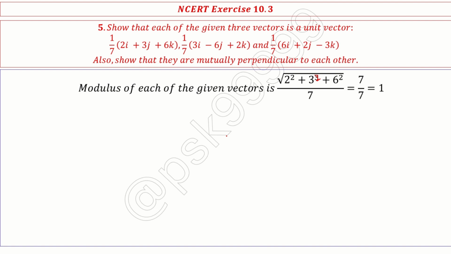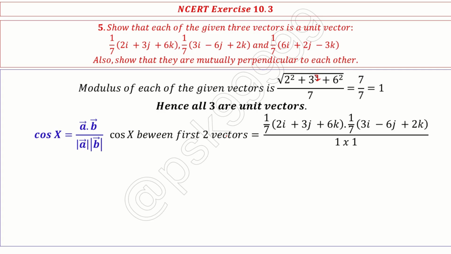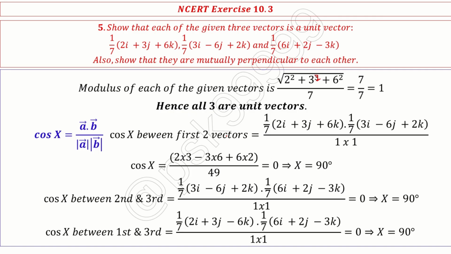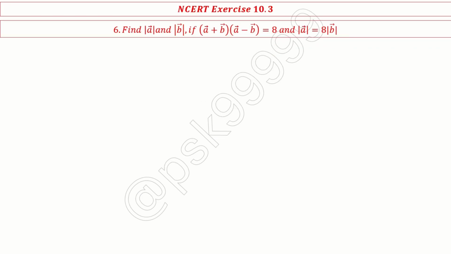And then how do you find out they are mutually perpendicular? You know the cosine of the angle between the vectors equals the scalar product divided by the product of their magnitudes. Now you have three vectors here, so do it for every pair of vectors. Then you will get the value 0, which means the angle between them is 90 degrees. Cos x equals 0 means x is 90 degrees, so they are perpendicular.